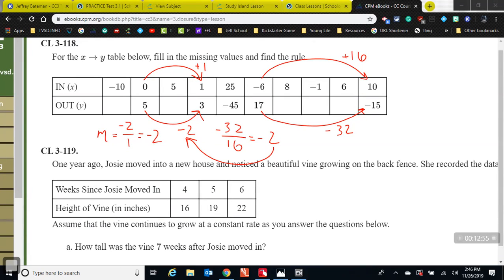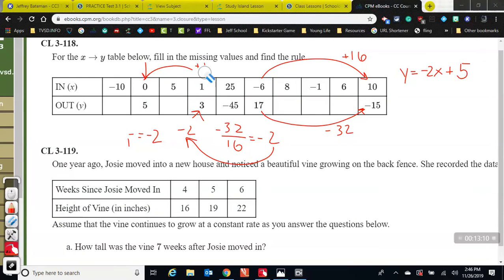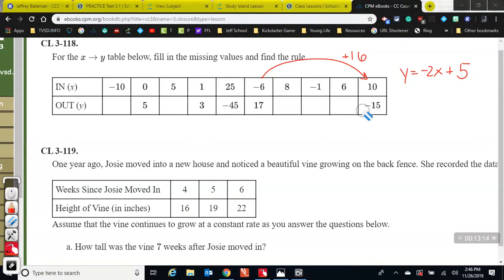So I know my slope here is -2, so it's going to be y equals -2x to start. Where's my y-intercept? Well, that's when x equals 0, so that is 5 in this case. It's a positive 5, so it's plus 5. Now we can use that rule to go ahead and figure out all the other missing pieces here. You can just take each of the x values that they give you and plug it into our rule to find the missing y value.